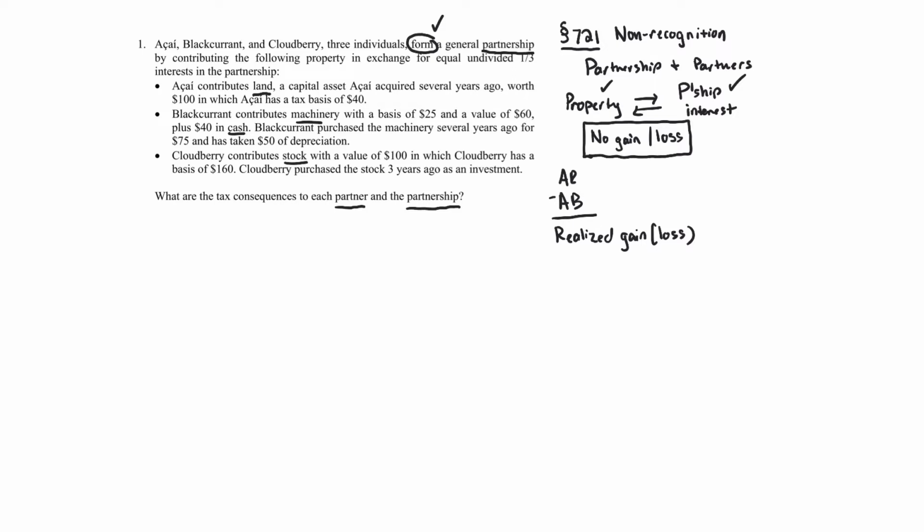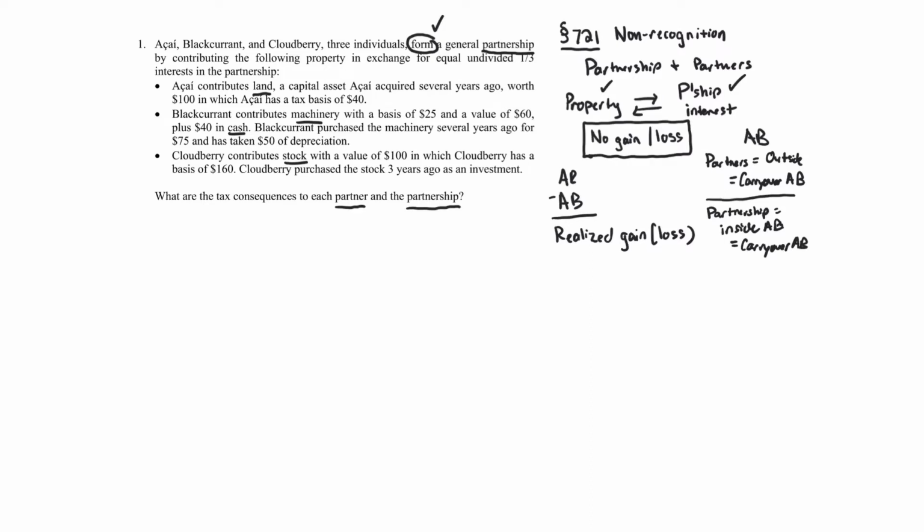Now, the other issue, as we know, non-recognition rules, all of them have a corresponding basis rule. So for the partners, which we label the outside basis, the outside adjusted basis in your partnership interests, this is going to be carryover. We're going to carry over the adjusted basis of the sum of all pieces of property that you've contributed. For the partnership, we take an inside basis in the assets that the partnership receives equal again to the carryover basis of each individual asset.